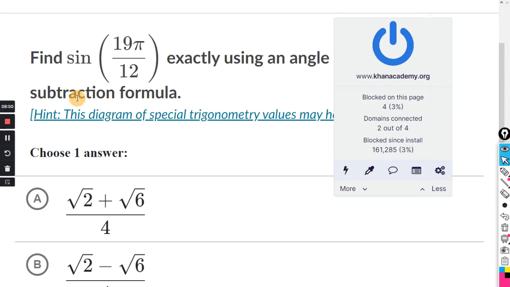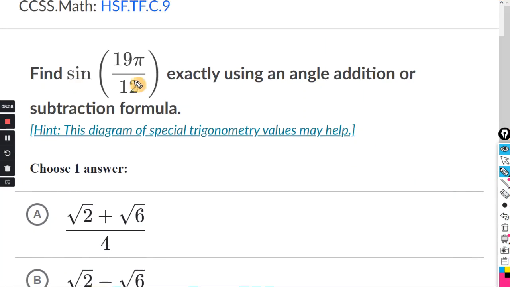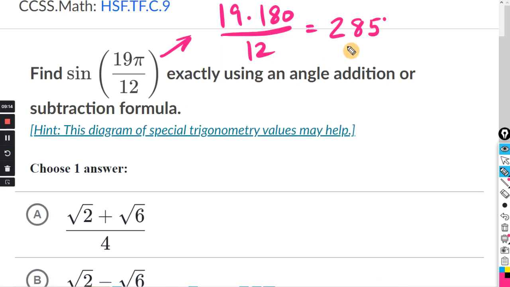All right, here we're looking to find the sine of 19 pi over 12 using angle addition or subtraction. Once again, I'm not going to try to find two fractions that add or subtract to this. I am just going to convert it. We know pi in degrees is 180. So we have 19 times 180 divided by 12. And that equals 285 degrees.